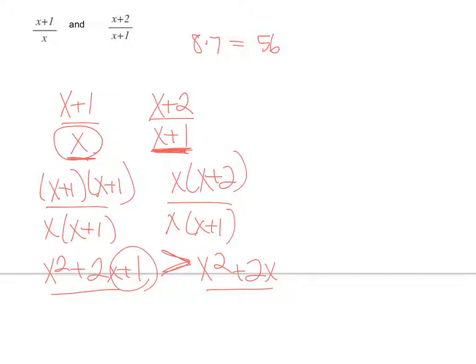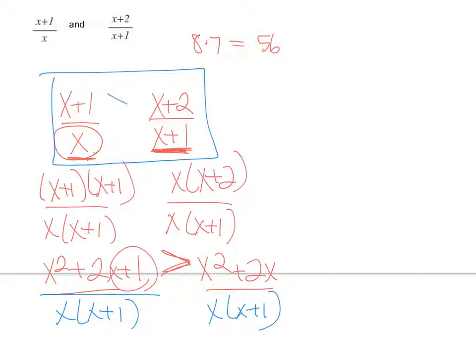So we see that we can keep it on. So therefore we established, go back to the beginning, that x plus 1 over x is greater than x plus 2 over x plus 1.